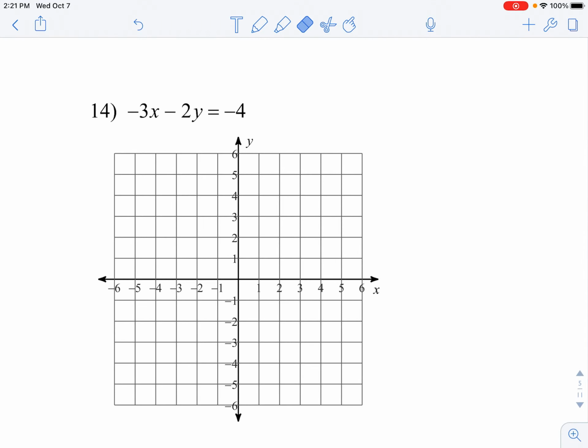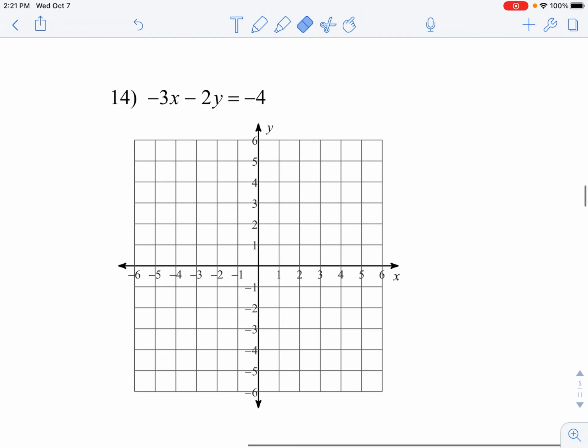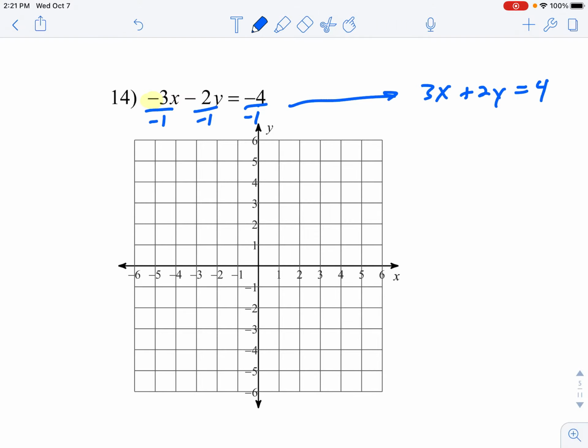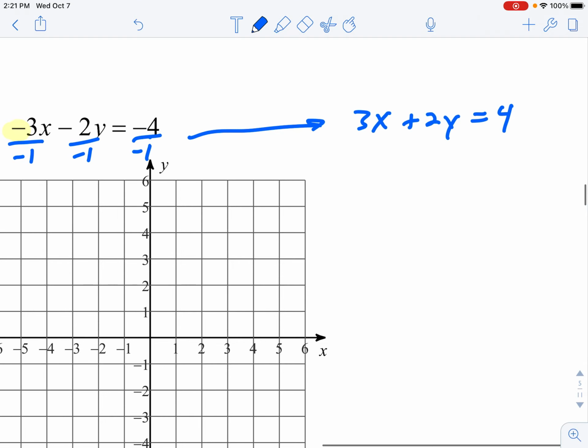Number 14 is kind of in standard form. If we really want this to be in standard form, remember that that's supposed to be a positive number. So what you can do is divide everything by negative 1. And this will turn into positive 3x plus 2y equals positive 4. Now we can set the x term equal to 4 and the y term equal to 4. So again, we're using the intercepts method. Solve each one. We're going to divide by 3.